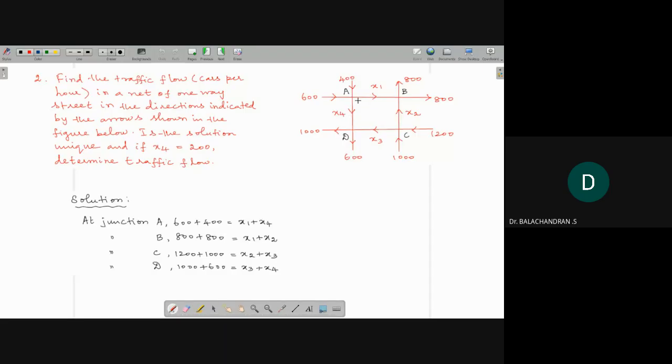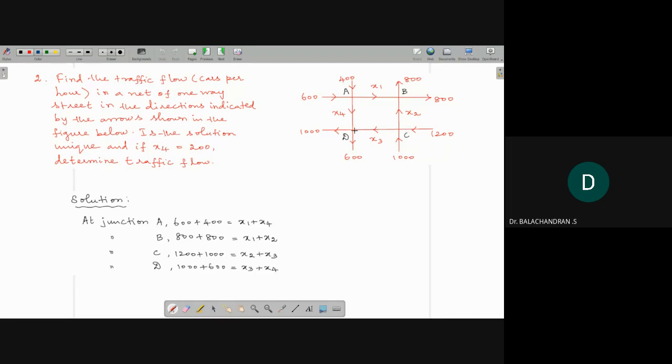x1 and x4 are leaving. So that is equal to x1 plus x4. Similarly, if you take B, what is going out? 800, 800. You can see here. What is coming into B? x1 and x2. So x1 plus x2 is equal to 800 plus 800. So there are 4 nodes, A, B, C, D. Next node C. What is leaving from C? x2 and x3. So x2 plus x3 is equal to 1000 plus 1200.